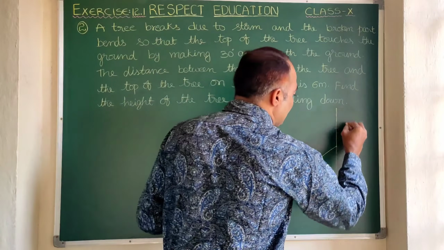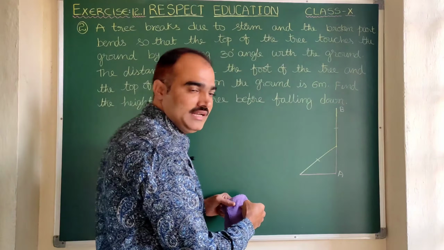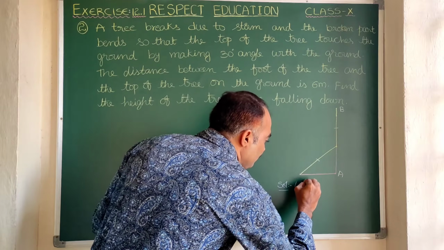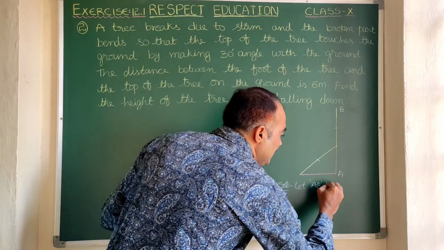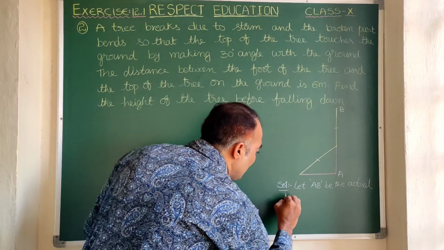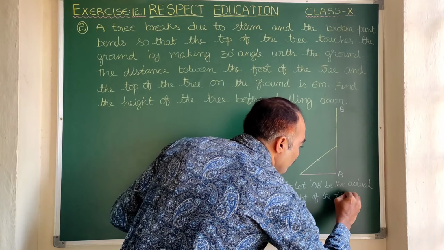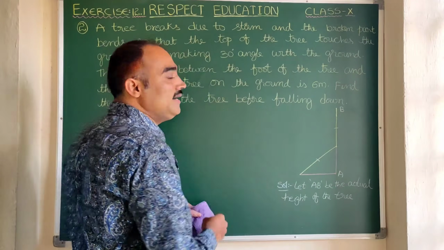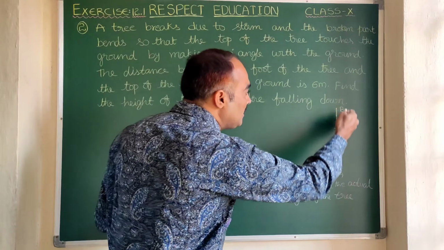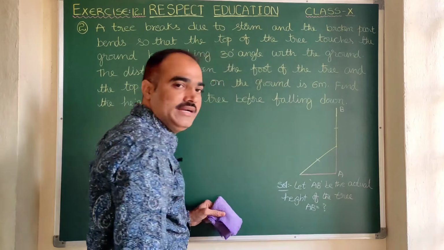Now let us label it. Here let us take AB be the actual height of the tree. So let us write the given data. Let AB be the actual height of the tree. That is what we are asked to find. See the question: find the height of the tree before falling down. Before falling down, it was AB. So here AB is the question mark. That is what we need to find.